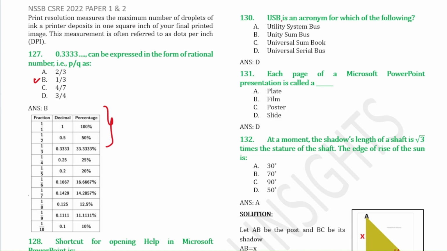Next question, USB is the acronym for which of the following, that is Universal Serial Bus. Each page of a Microsoft PowerPoint presentation is called a slide.